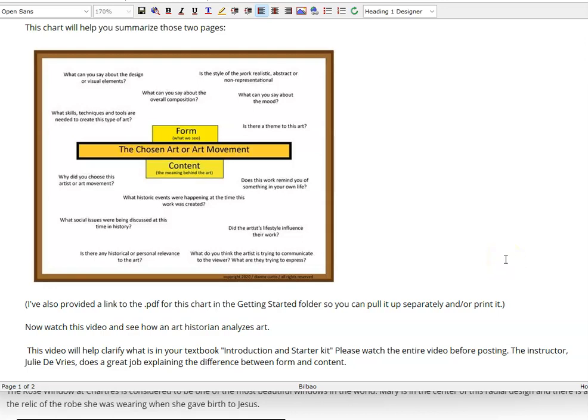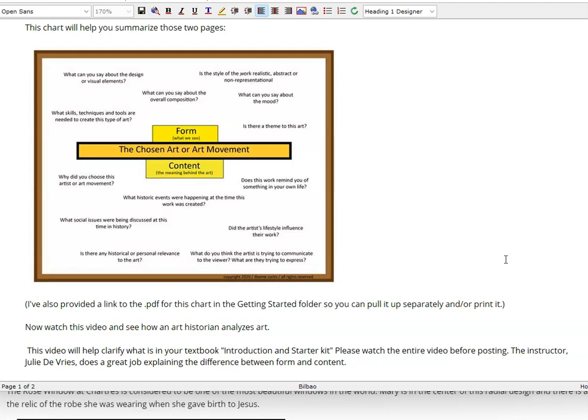This is a chart I created to help you understand one of the easiest ways to analyze art: through form and content. Form is what we see. It's the style, the mood, the technique, all the visual elements. Everything that we see falls under a big category that we can call formal analysis. Content is the meaning behind the work.